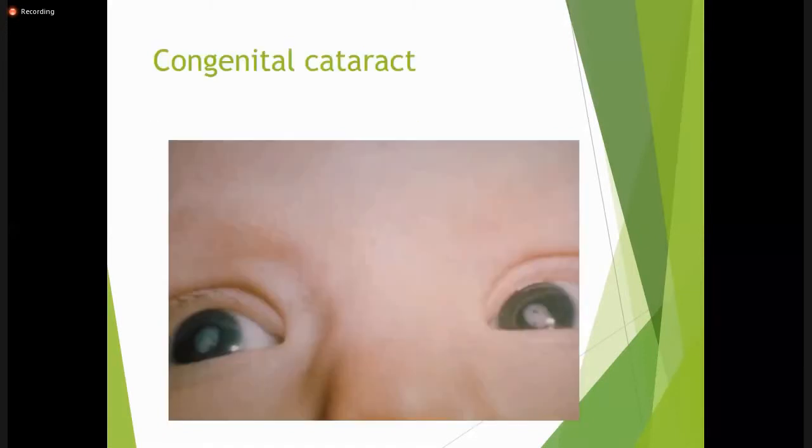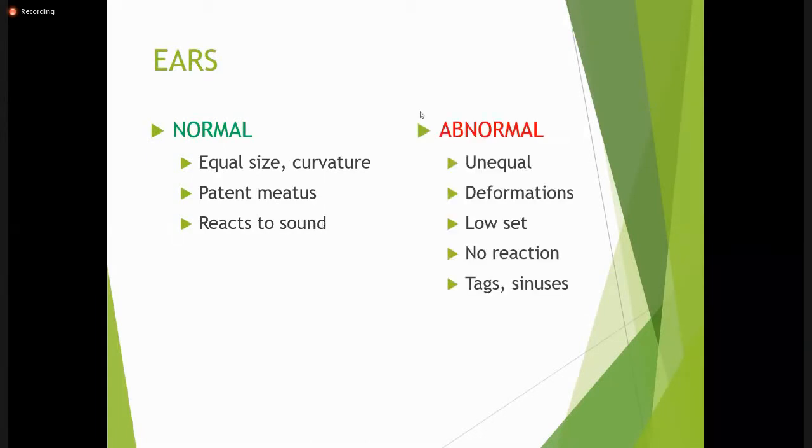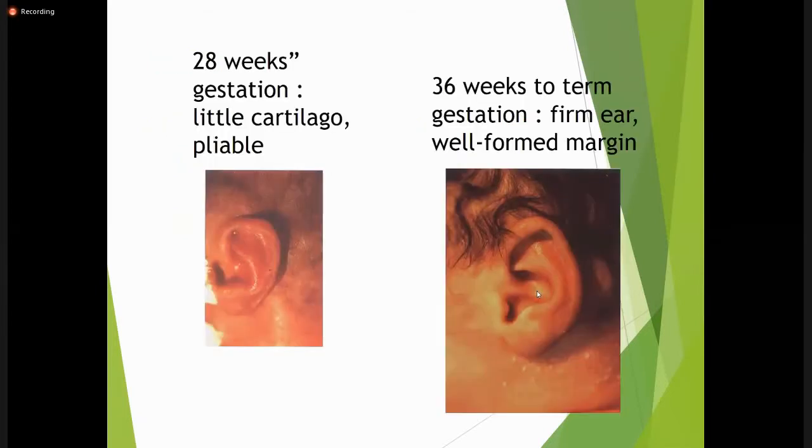So after the eyes, we come to the ears. Normally, they should be of equal size and curvature. The meatus should be patent and the baby reacts to sound. It is considered abnormal if there are unequal ears, any deformations, low set ears, no reaction to sound, or any tags or sinuses. Now we will come to them one by one.